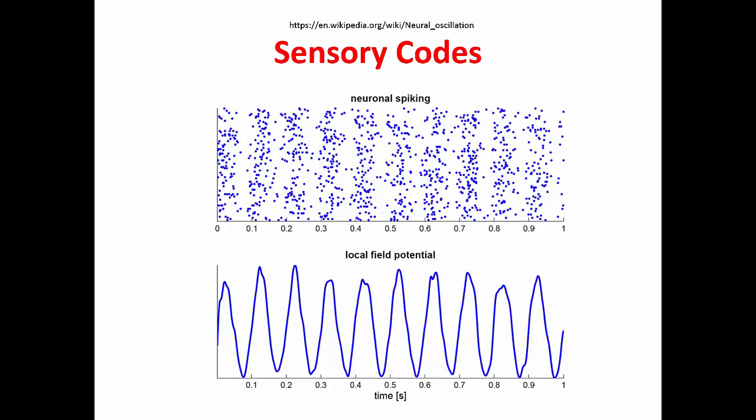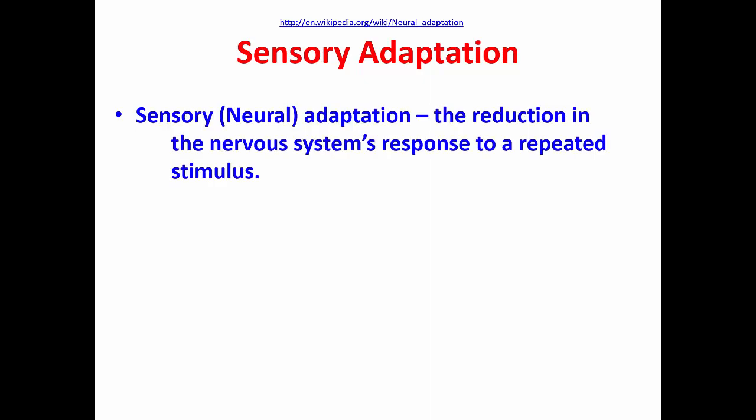Let's now move on to the idea of sensory adaptation. And we can build on the notion of a rate code when we're understanding sensory adaptation. First, a definition. We can define sensory adaptation, which by the way is synonymous with neural adaptation, as the reduction in the nervous system's response to a repeated stimulus. So when I first introduce a stimulus, I'm going to get a certain rate of firing from my neuron.